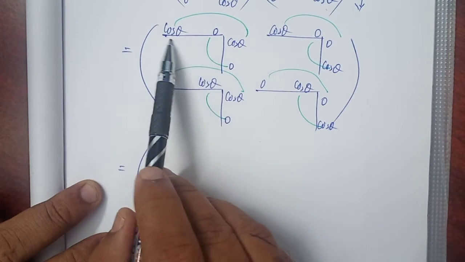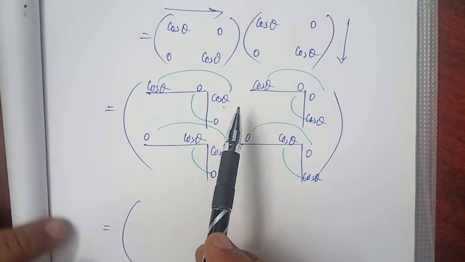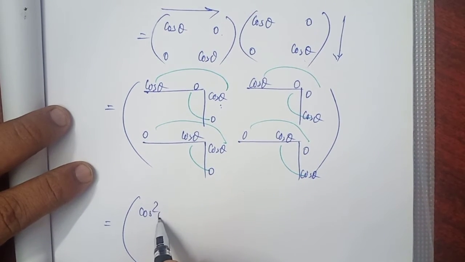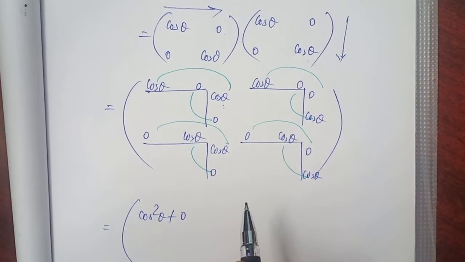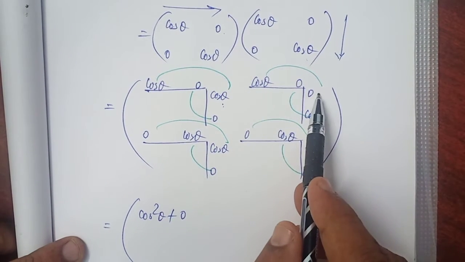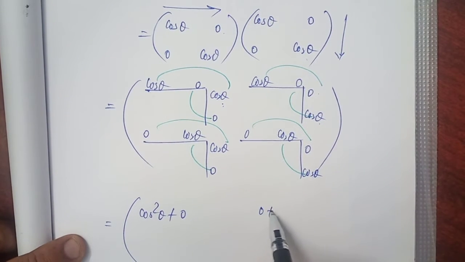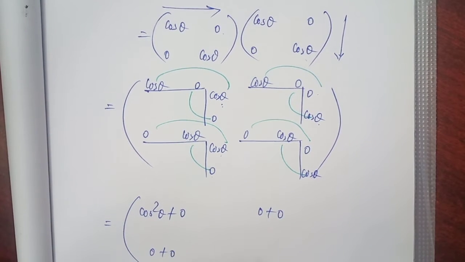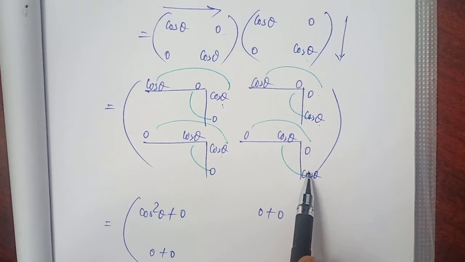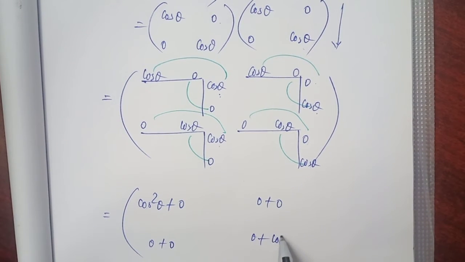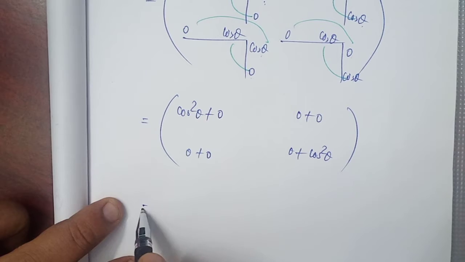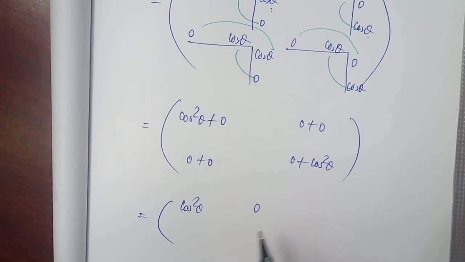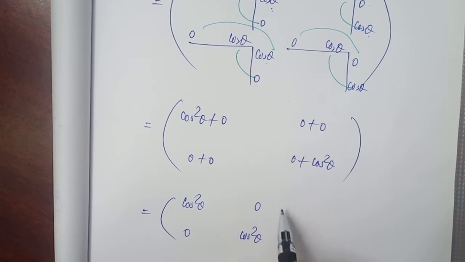Okay, now multiply cos theta into cos theta, that is cos square theta. Cos theta into cos theta, cos square theta, 0 into 0, 0. Cos square theta plus 0. Next one, cos theta into 0, 0, 0 into cos theta, 0, 0 plus 0. Anything multiplied by 0 is 0. So 0 plus 0. 0 into 0, 0, cos theta into cos theta, cos square theta, 0 plus cos square theta equals. Add these, we get cos square theta, 0, 0, cos square theta.